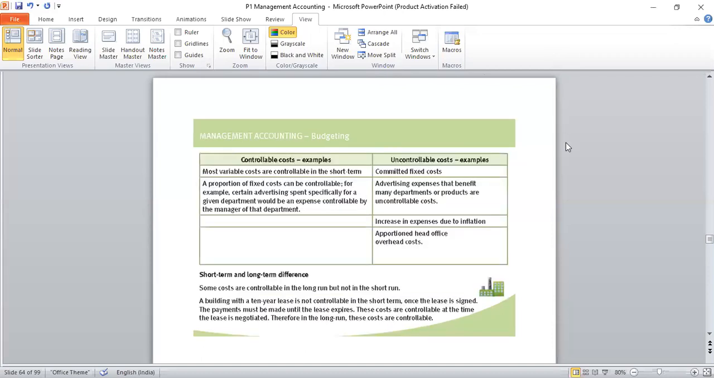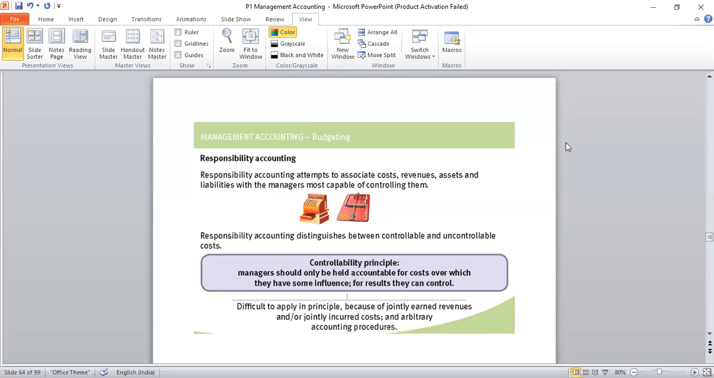Responsibility accounting distinguishes between controllable and uncontrollable costs. So here we have to understand the difference between these two types of costs, because when we are saying that the responsibility lies with the manager, to what extent is he made responsible, that we have to understand. So when the evaluation is taken up, at that time we have to understand the classification of the costs. That is, what are the costs which are controllable, what are the costs which are not controllable.